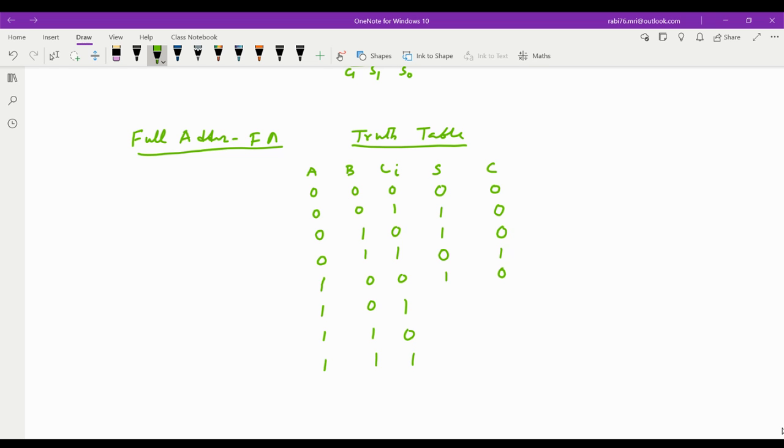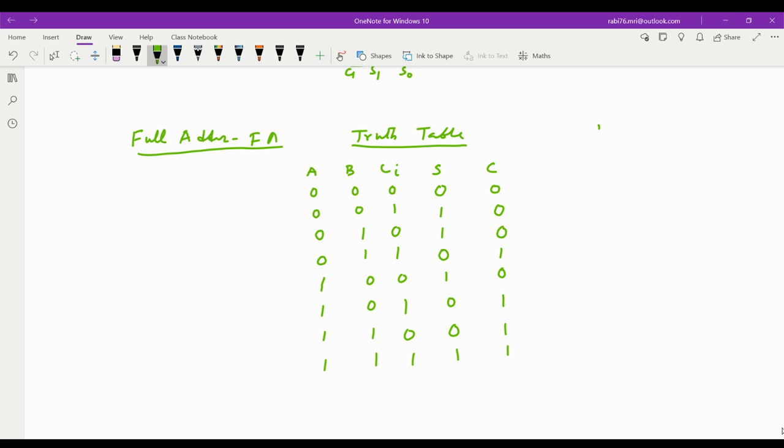1 0 1, 1 0 1. What will be the output? The two ones are there, so sum will be 0 and carry will be 1. Now 3 ones are there. This one and this one gives you 1 0, and after adding 1, this will give you 1 1. So here sum will be 1 and carry will be 1, right?